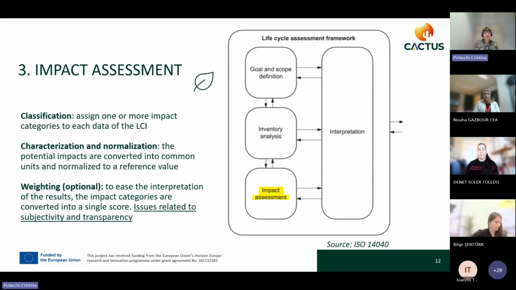And then, of course, there is the impact assessment part. So after the analysis is done, all the factors are analyzed.